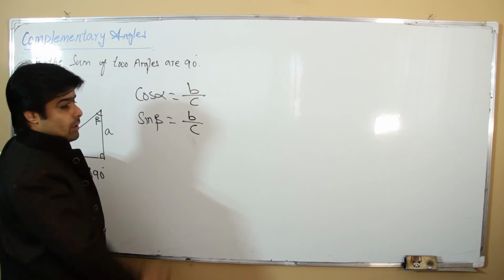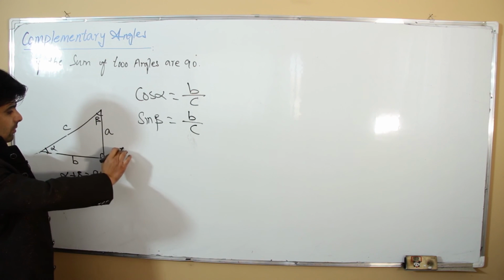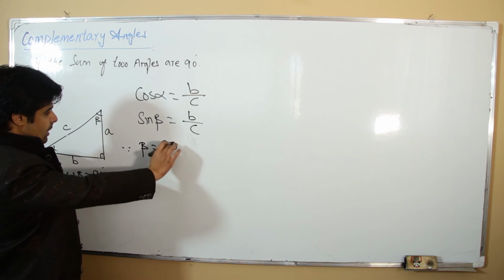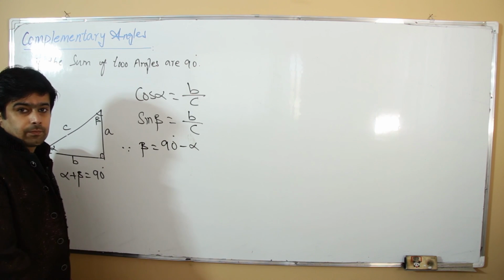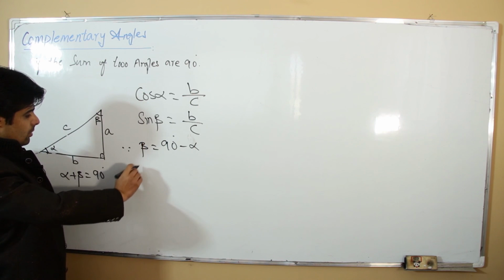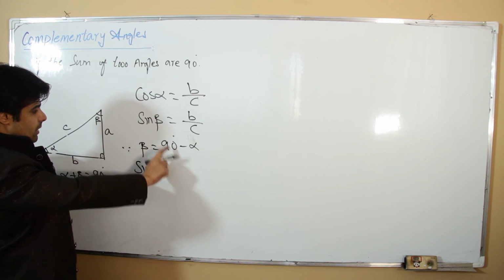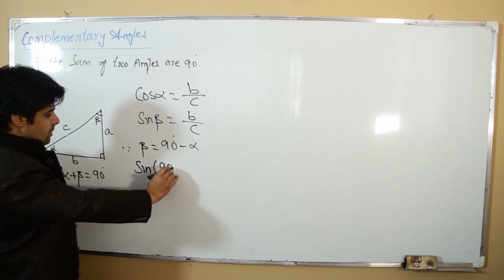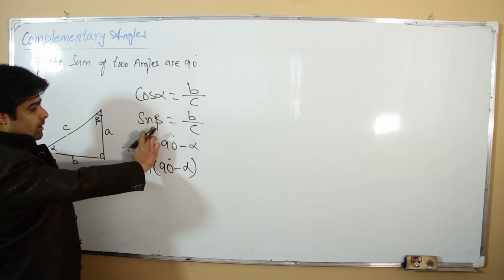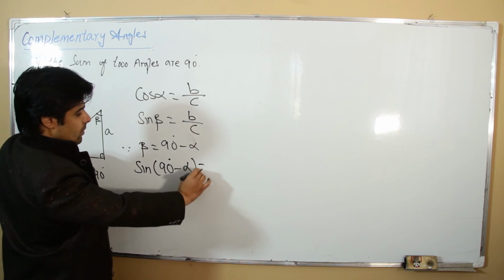They are equal. And one thing more that I can say: instead of beta, can I write 90 degrees minus alpha? Yes, from this equation. So sine of, instead of beta, we can write 90 minus alpha, which is beta. And this one is equal to cosine of alpha.